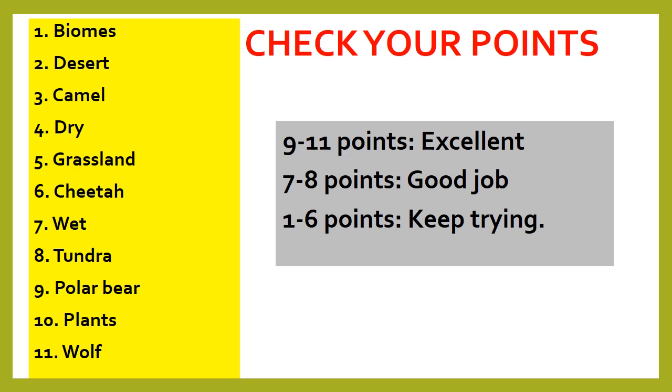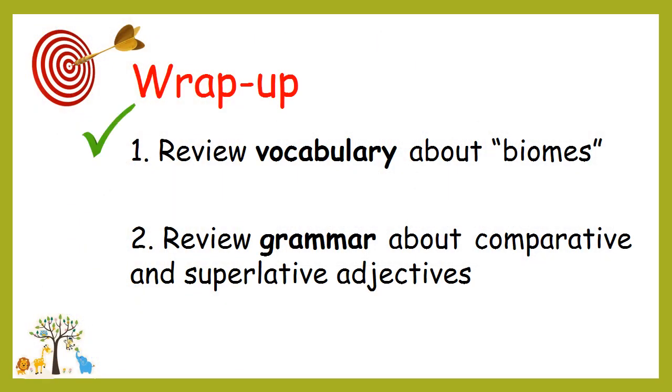Now, let's read number 1 to 11. 1. Biomes. 2. Desert. 3. Camel. 4. Dry. 5. Grassland. 6. Desert. 7. Wet. 8. Tundra. 9. Polar bear. 10. Plants. And 11. Wolf. Now, we just finished the objective number 1, review vocabulary about biomes. Let's move on to the objective number 2.